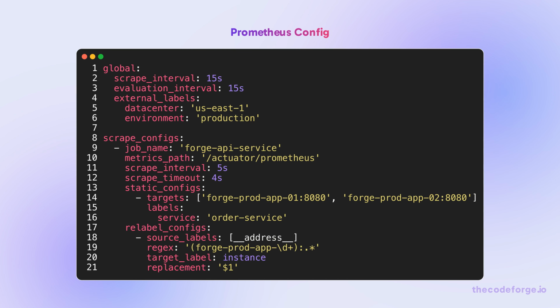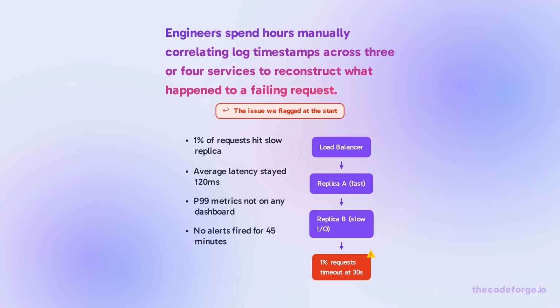This configuration sets up scraping for the Forge API service with a 5-second interval. The relabel config normalizes the instance label to a stable name, preventing cardinality drift if ports change. This is the same issue we highlighted at the start. Here's exactly why that happened.